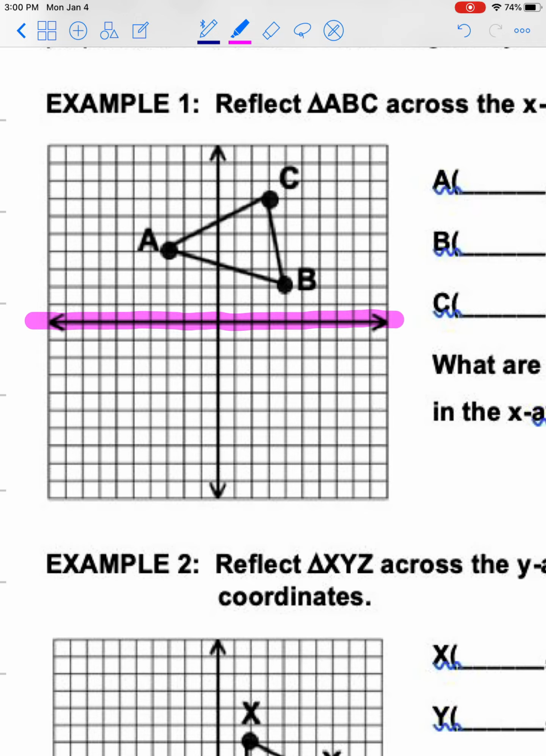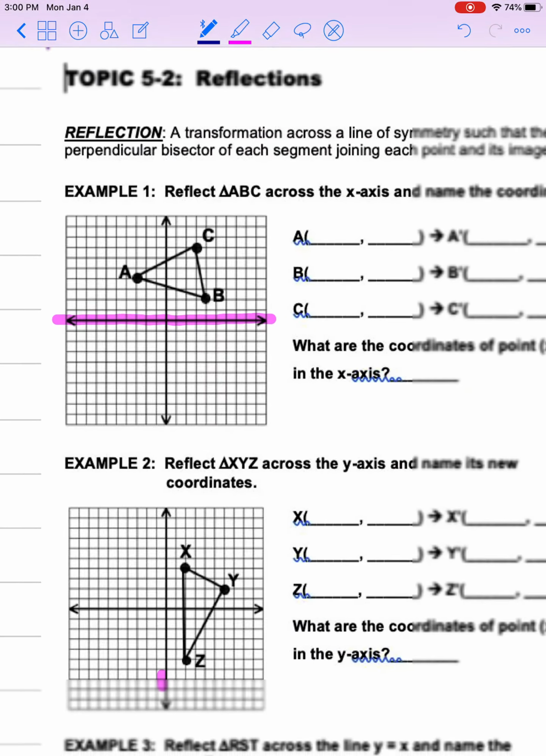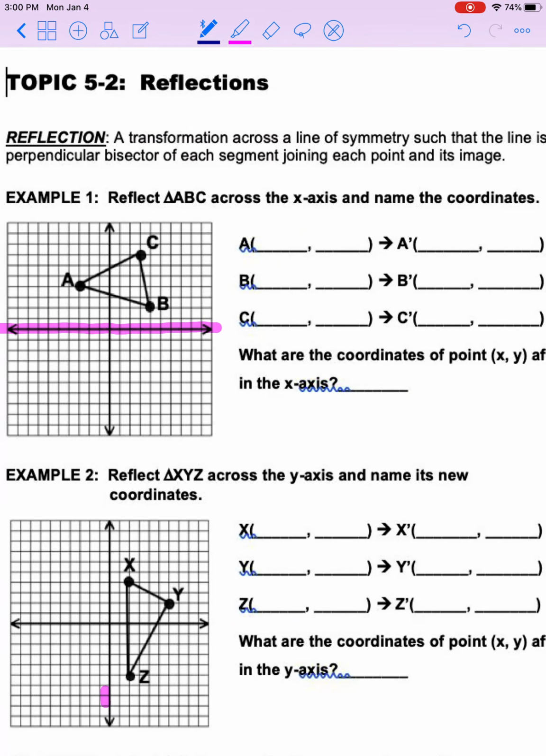We can say that point A is 1, 2, 3, 4 units above the line. We could go 4 units below. That's perfectly acceptable. Okay, you don't have to have a graph to do this though, but if you do, you can always just count it on your graph. So I'm going to show you how to use the pattern though.